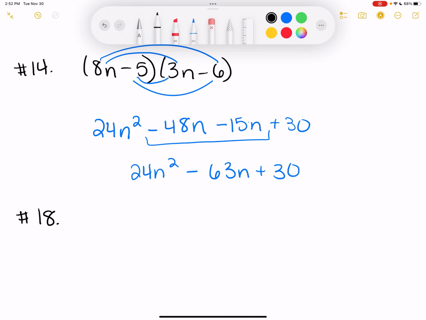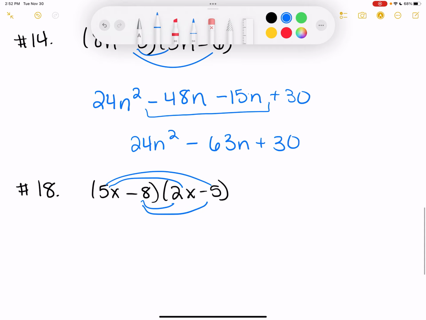All right, so their instructions again look a little different, but it means the same thing. We're just going to FOIL the whole time, just easier. So 5x minus 8 times 2x minus 5.